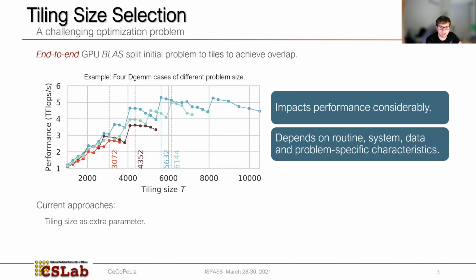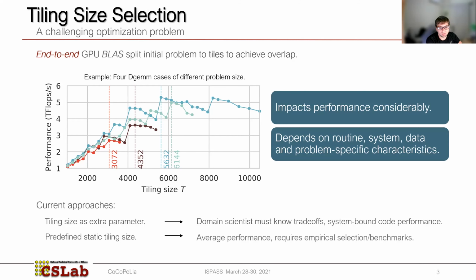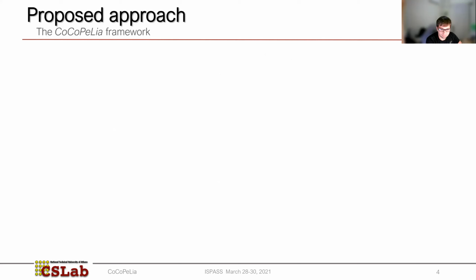Current approaches by GPU libraries either include the tile size as an extra parameter, which is not ideal because the user is not aware of the performance trade-offs and the resulting code performance is system-bound, or predefine the tile size to a static value, which offers average performance and still requires empirical benchmarks to find a good static value. For example, for a static tile size of 4096, there is a 15% and a 24% potential performance not utilized for 2 of the problems in the figure.